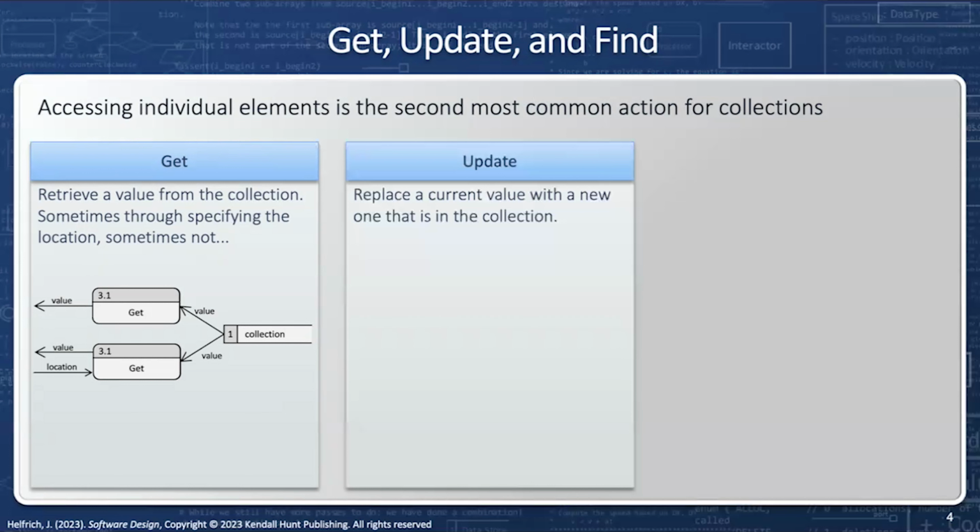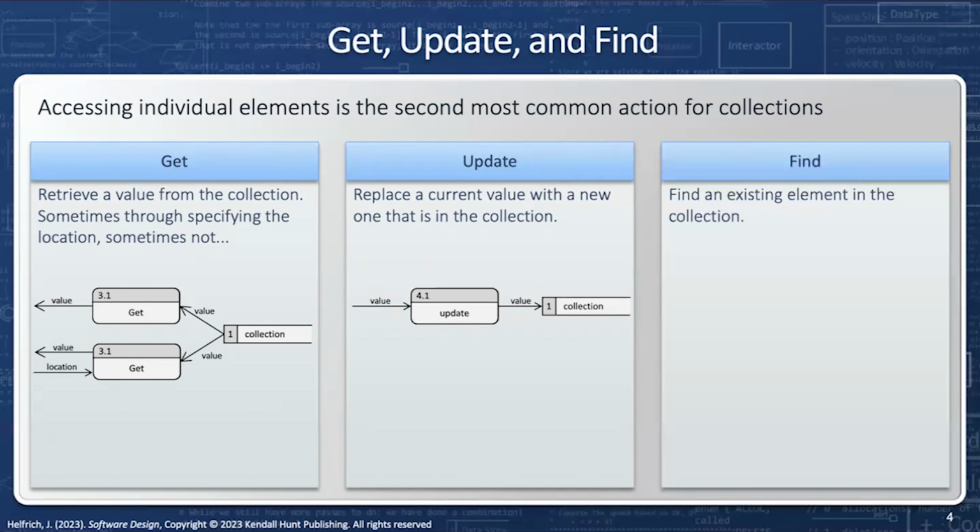We also want to update a given value in the collection. And then finally, we want to find an element. And how do we specify what we found? Either true or false, it exists, or the location. And that location could be an iterator or it could be an index. It really depends upon the nature of your data structure.